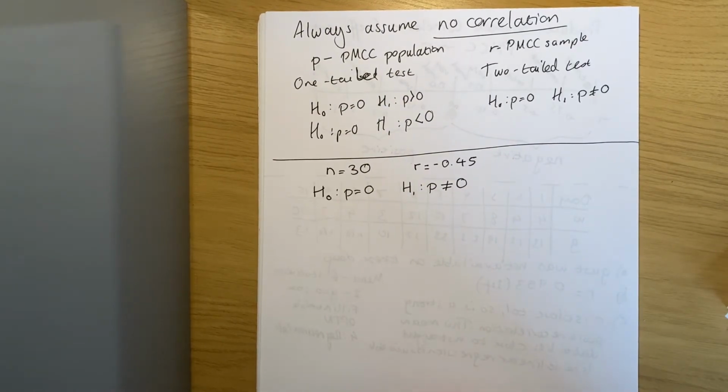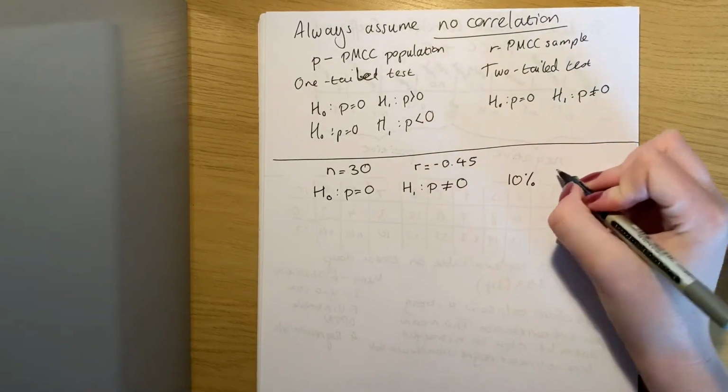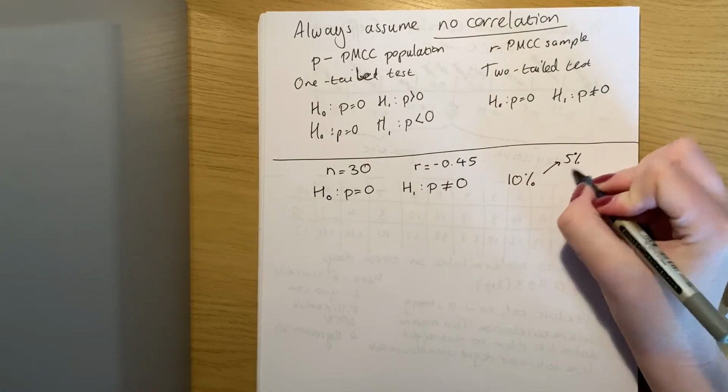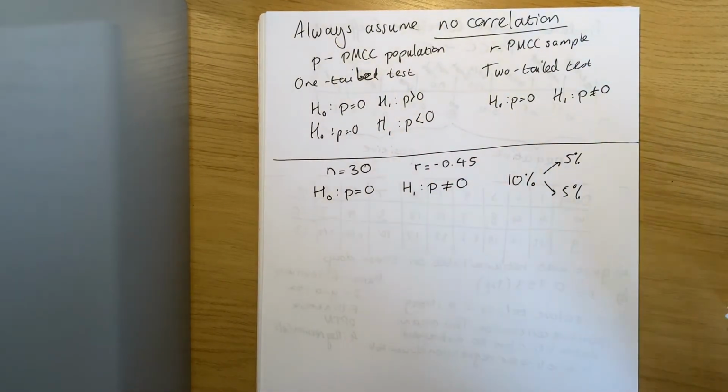So this is my hypothesis. Because we're at the 10%, obviously that means we're testing at 5% each end. That is why it's really important that we're looking at the two-tailed.